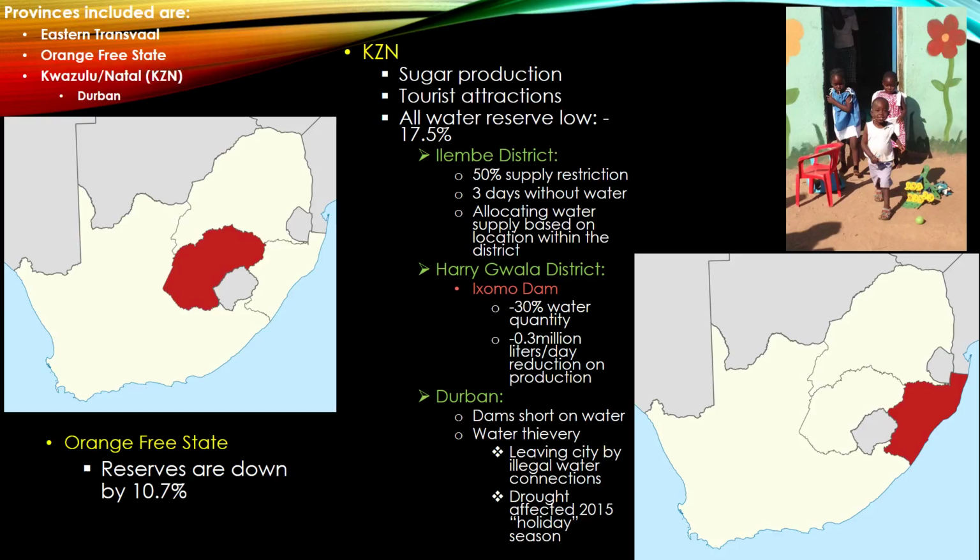Durban, the main city in this province, is having low water quantities due to the dams being low. Another problem in Durban is the fact that the water is being stolen. 35% of the city's water is either given or taken by illegal connections. And this is a major problem because that's water that the public could be using, but it's being taken elsewhere. So that is a huge problem in Durban.